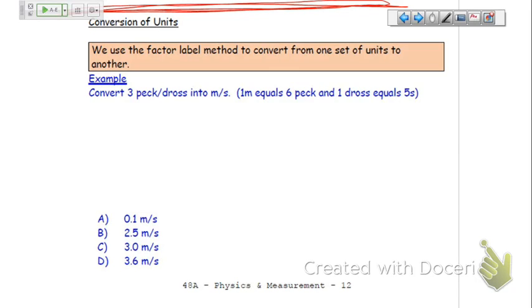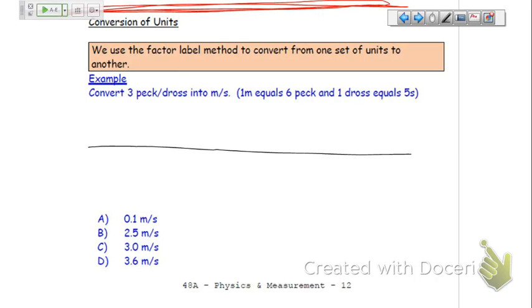Let's have a look at the factor label method. The factor label method was taught to me by my buddy, Mr. Nyan, who was the chemistry teacher at King High School, and it's a wonderful system. This says, convert 3 pecks per dross. Whoa, what on earth is that?